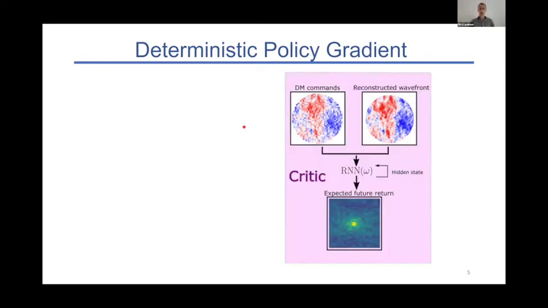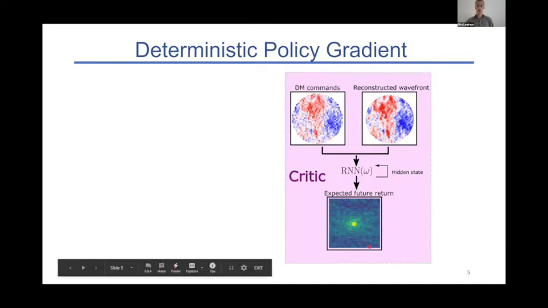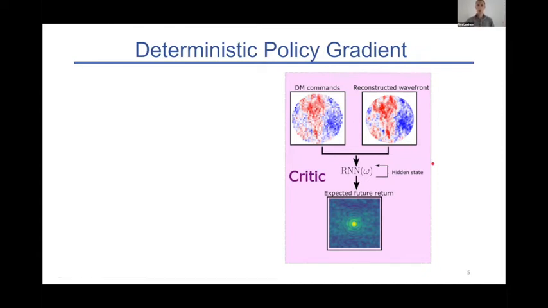Secondly, we have the critic. The critic is basically your cost function, your loss function. That models the expected return, so the Strehl ratio, for example, as a function of the commands we apply on the DM and the wavefront that we measure. So basically, this is just a forward model of your AO system. This can again be any kind of differentiable model.